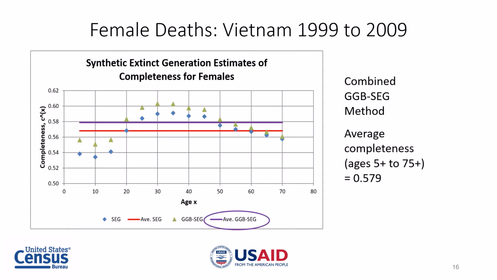Here I show an application of the combined generalized growth balance and synthetic extinct generations method to census data from Vietnam collected in 1999 and 2009. The adjustment factor of death coverage using this method is 58%, which is depicted in the horizontal purple line.